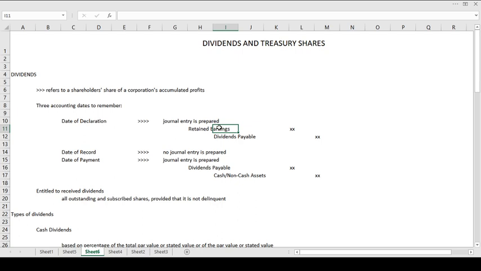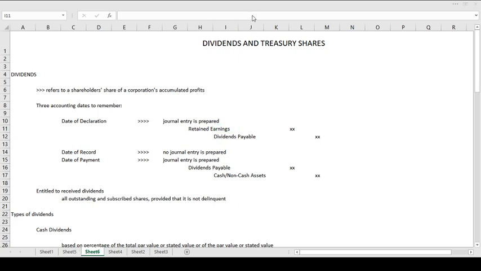For the date of record, you don't need to prepare any journal entry, because on the date of record, you just record the number of shares or dividends to the corresponding shareholders. So that is the purpose of the date of record.